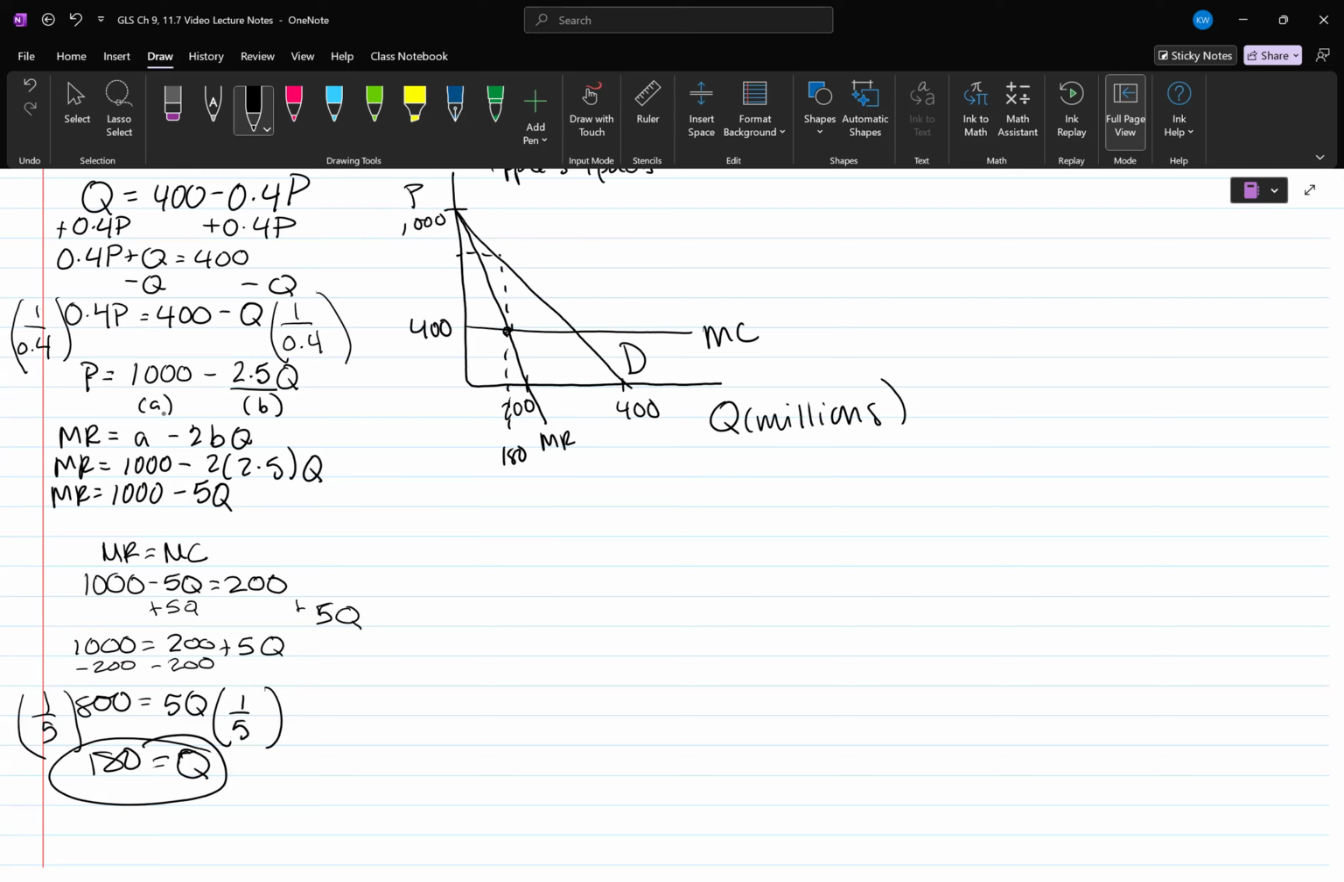And then we want to know what price they charge. So we're going to substitute for quantity in our price equation, right? Our demand equation. So we'll have 1,000 minus 2.5 times 180. So price is going to be, let's see, 180 twice is going to give us 360 plus 90 is going to give us 450. Let me just check that. Yep. So we'll have price equal to 1,000 minus 450. So that means that we're going to have a price of $550.